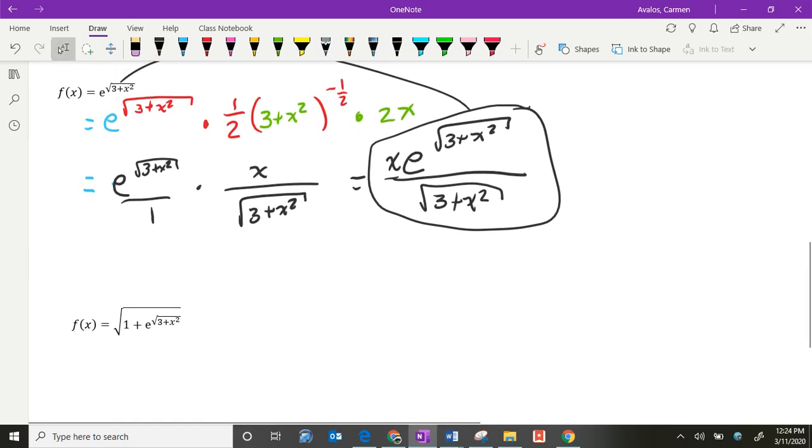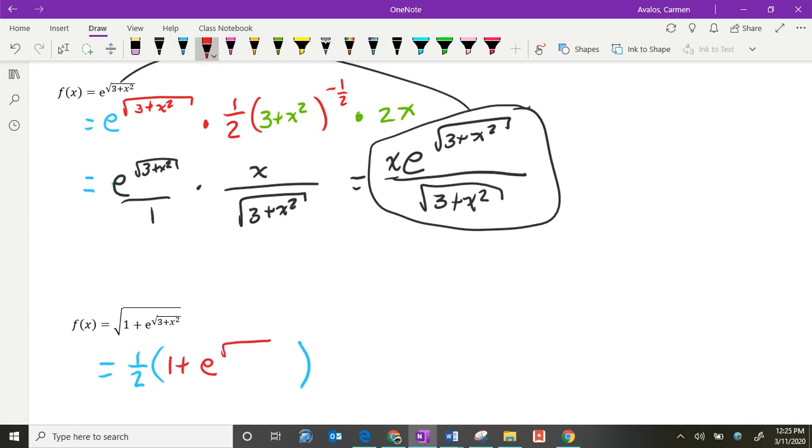So now we have this part, but we start with the outside function again. So the outside function is the square root function. So I know that I am going to start that with 1/2, and then we leave the whole inside alone. So I am going to leave the inside, 1 plus e to the square root of 3 plus x squared. And then the outside function is going to be minus 1/2. So that's the outside part of it. And then we take the derivative of the red part, which is in the inside.